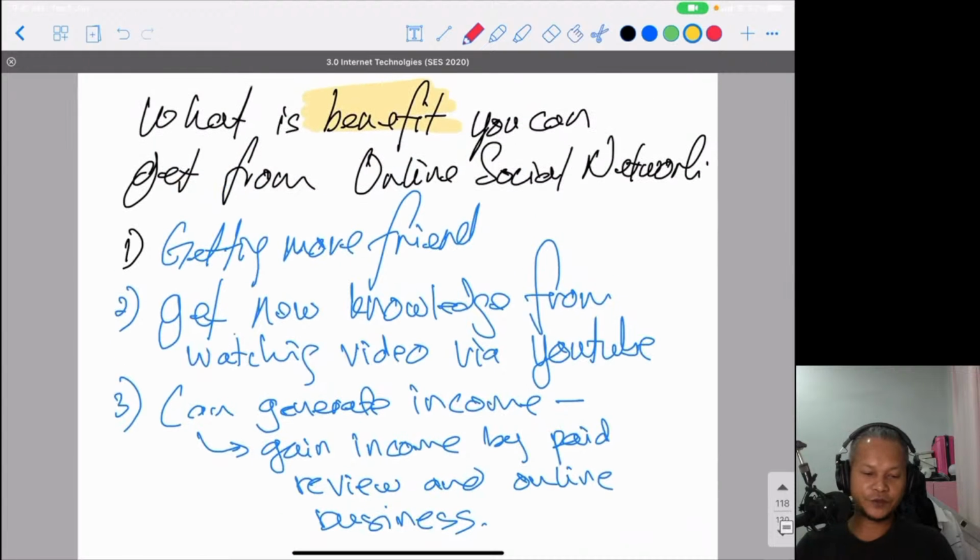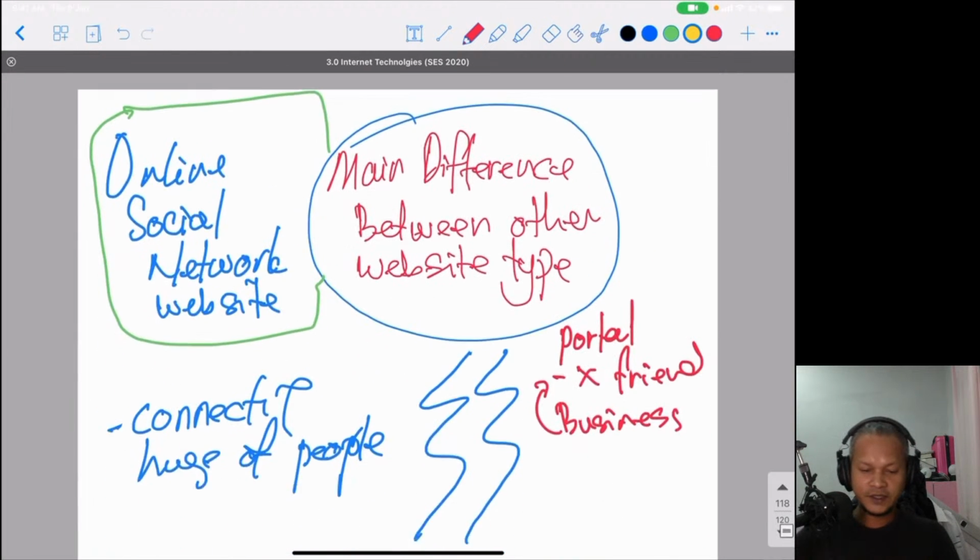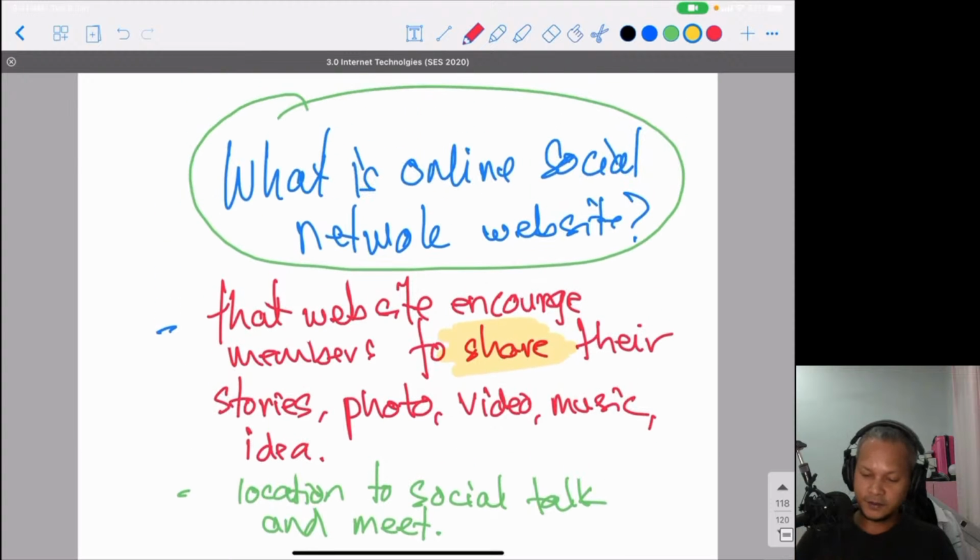What is a benefit you can get from the online social network? Yes, the question can ask you about the advantages or disadvantages of using all these things, internet services or everything. So the format of a question is very easy.